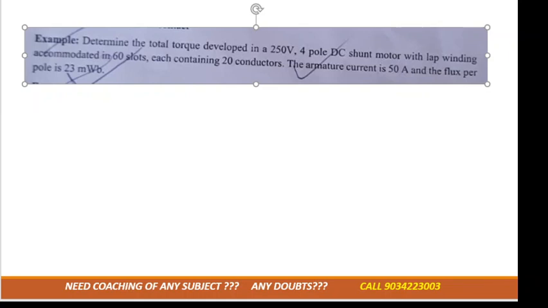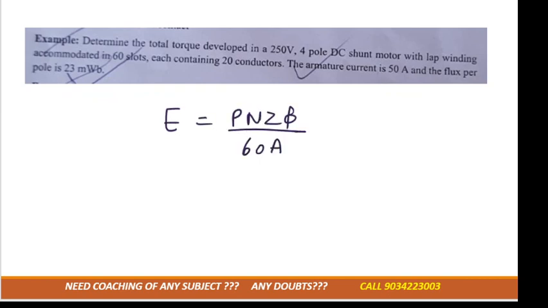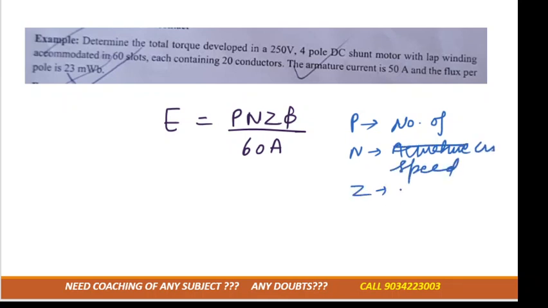So this question is based on the formula E = PNΦZ/60A. P is the number of poles, right? N is the speed, and Z is the number of armature conductors. Phi is the flux, and A is the type of winding.